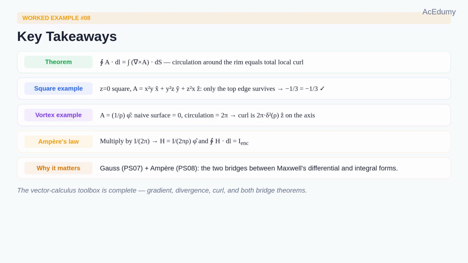These two theorems are the bridges between Maxwell's differential and integral forms, and from here on, we will use them everywhere. See you in the next one.